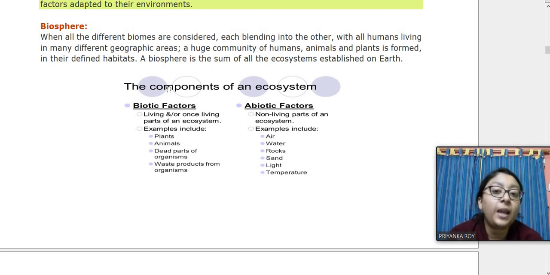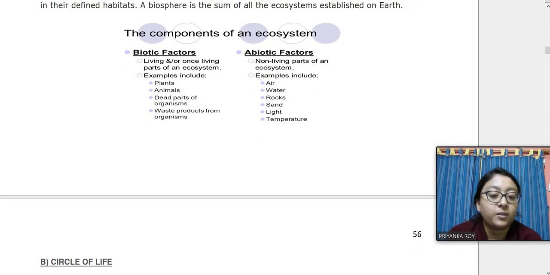So an ecosystem may have biotic factors as well as abiotic factors. The biotic factors are the living factors, or actually it can also include the once living parts. That means the dead and decaying organisms, the dead plants, the decaying matter, those are also biotic factors. And abiotic factors include the non-living parts of an ecosystem, the physical components like air, water, temperature, rocks, sands, light, etc. So all these are abiotic factors.